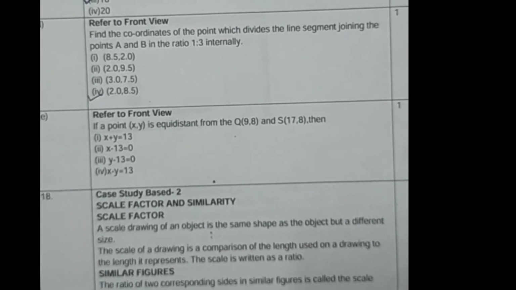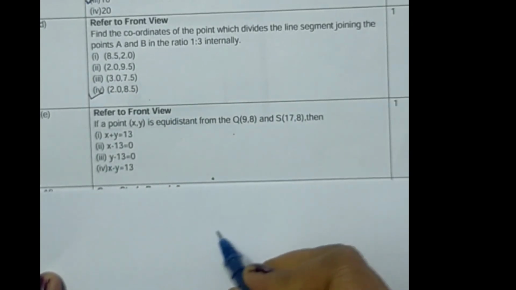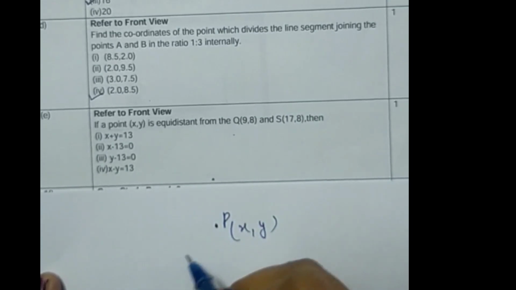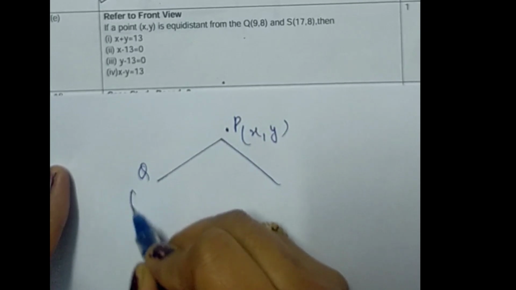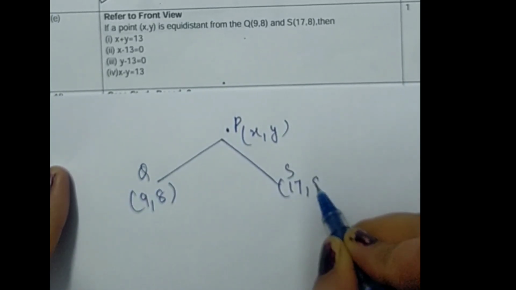Now the E part, refer to the front view. If a point (x, y) is equidistant from the points Q (9, 8) and S (17, 8), then let's see how to do this. So we have been given a point which is equidistant from these two points. Let that point be P (x, y), where Q is given as 9 and 8 and S is given as 17 and 8.